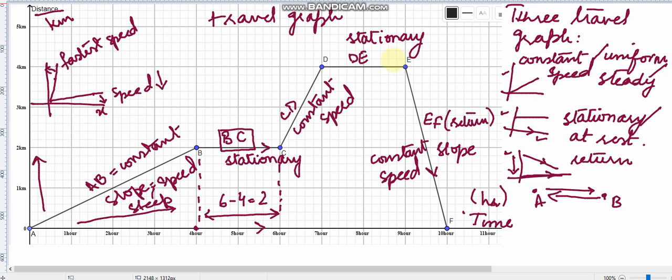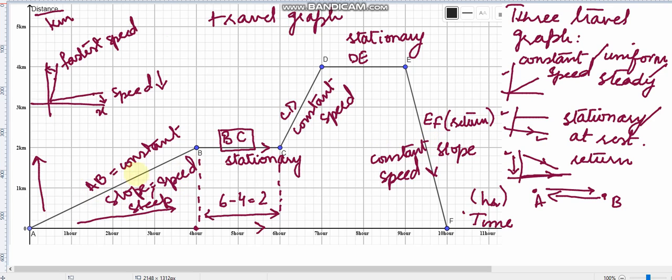So this is the whole interpretation of a graph. From A to B, it was constant speed. B to C, your graph was stationary. C to D, constant speed. D to E, your graph shows a stationary object. And E to F, it shows constant speed, but the object is returning over here.